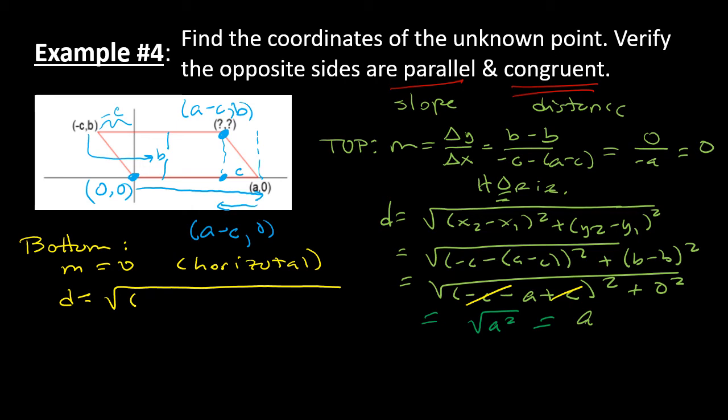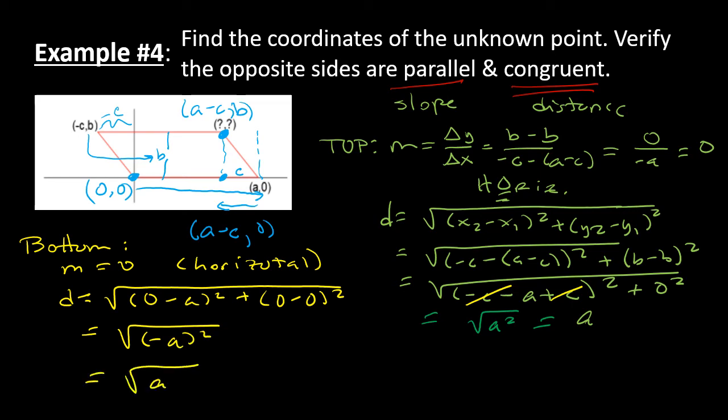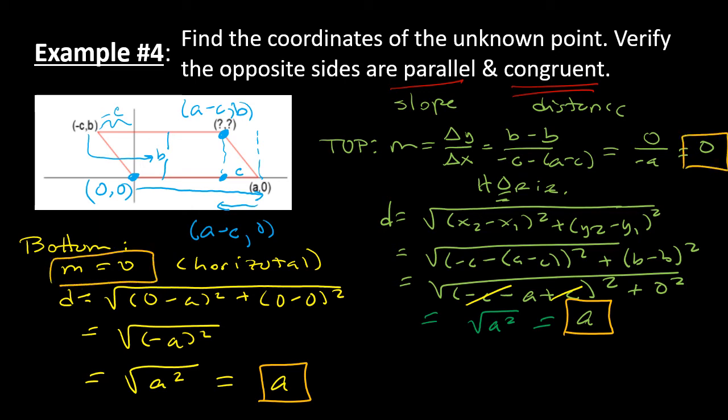Okay, so the distance is x minus x, so 0 minus a squared plus y minus y squared, which will be 0 minus 0. The square root of negative a squared is a squared, square rooted, which is going to be a. So here's the deal. Parallelograms have opposite sides that are congruent. So if I look right here, I have a side length A and a side length A. They are also parallel, so the fact I have a slope of 0 here and a slope of 0 here verifies that that is a parallelogram.